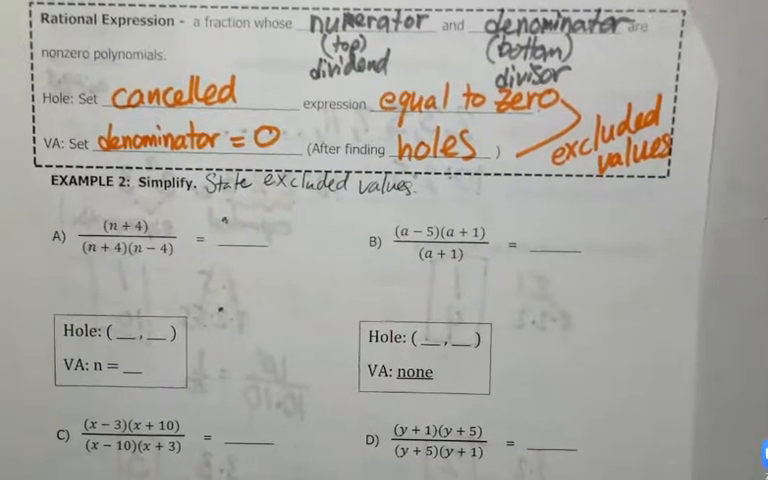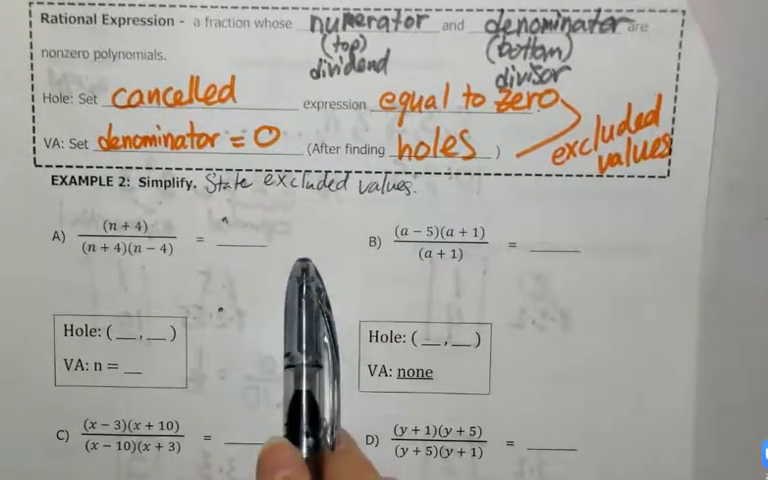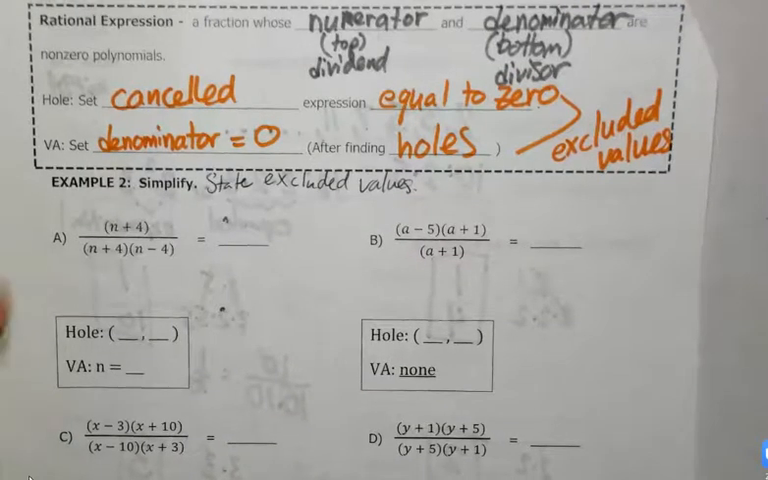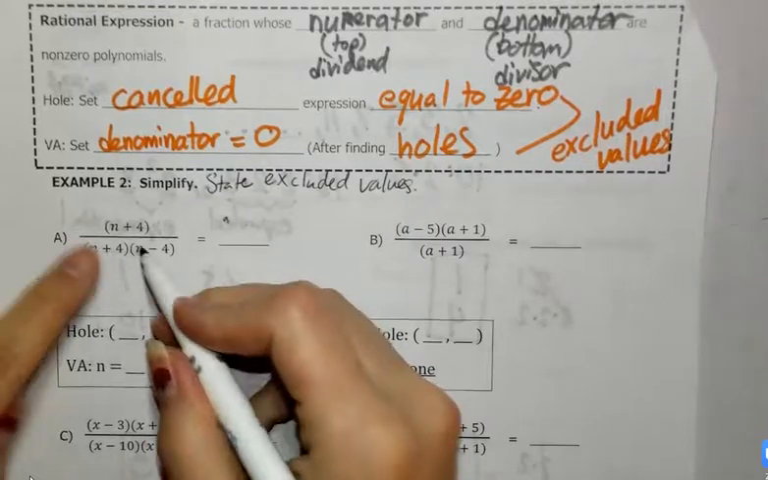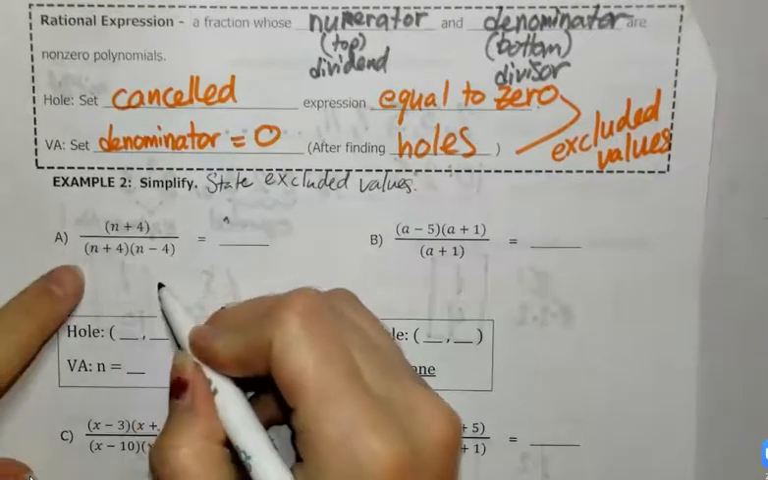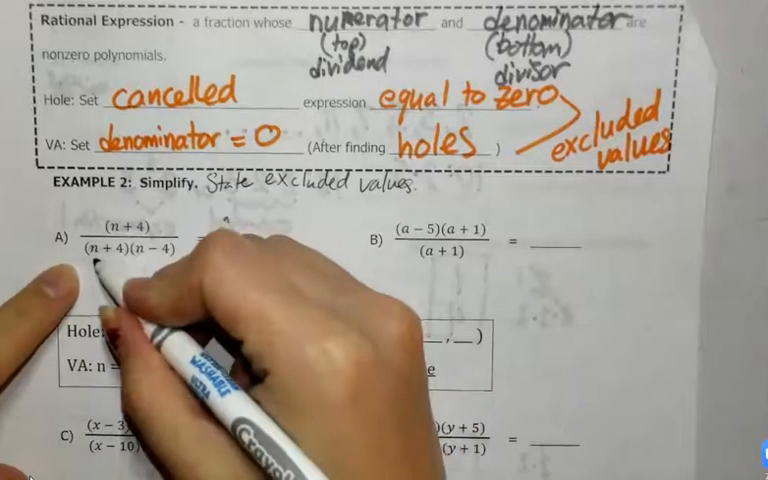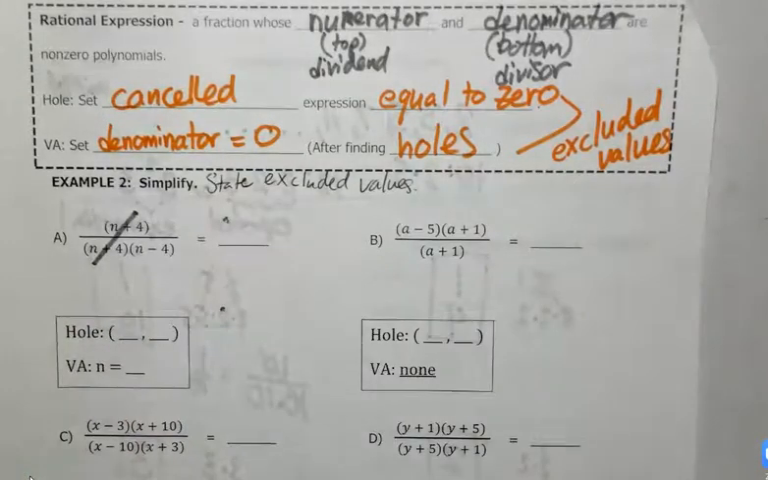Okay, on the second type of examples, we're going to simplify and state the excluded values. Okay, so on A, we have n plus 4 over n plus 4 times n minus 4. Just like on the front page, we're going to cancel out the like factors.